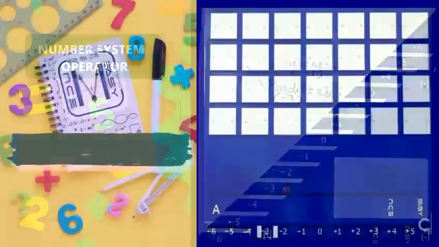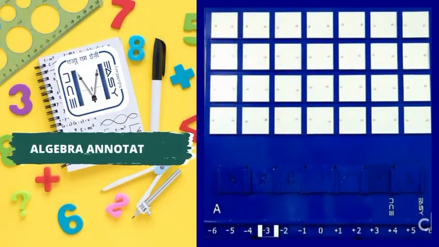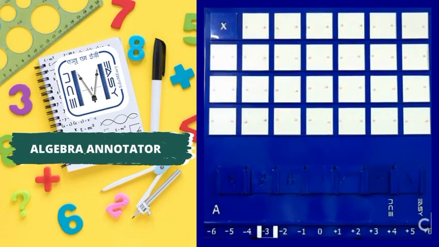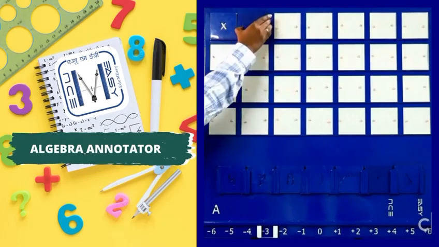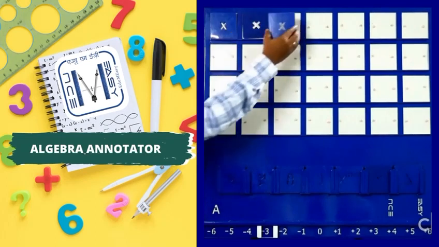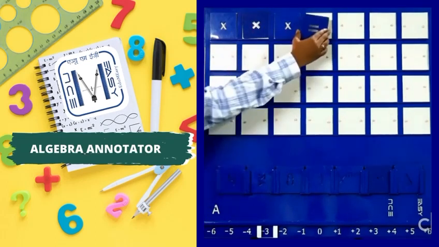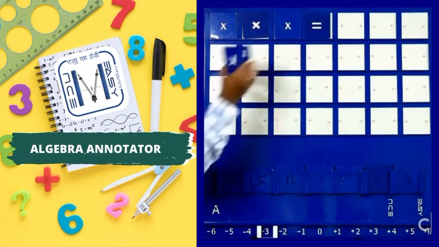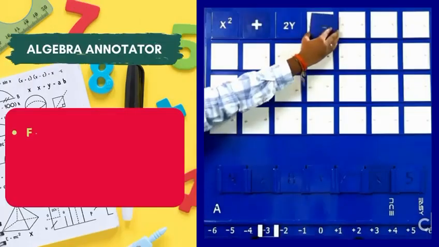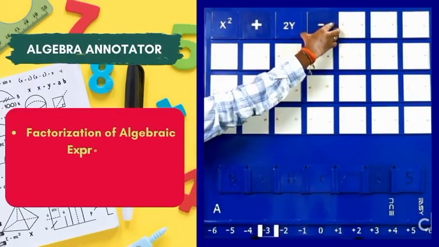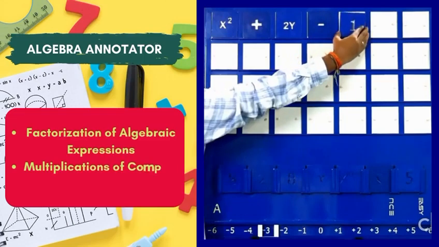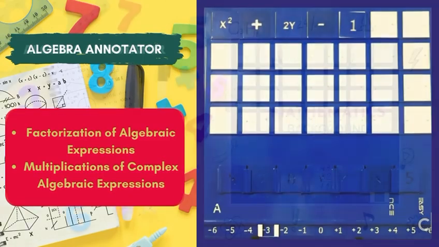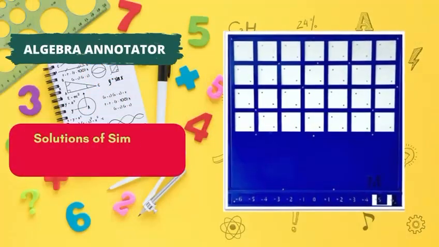Our next instrument is algebra annotator. As the name says, this equipment demonstrates concept of algebra. Challenges with teachers are to explain simple concepts like x plus x square, x plus x multiplied by x square multiplied by x cube, or factorization of algebraic expressions, or multiplication of complex algebraic expression. This annotator is a wonderful instrument for visualization of these concepts.